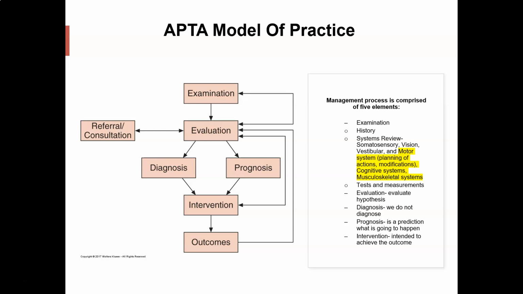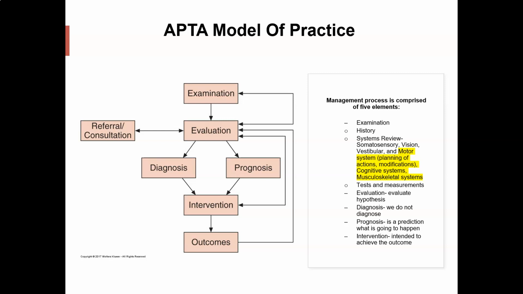You're going to look at their somatosensory. You're going to do vision, vestibular, motor system. How do they plan actions, modifications, their cognitive system, the MSK system. And you're going to do tests and you're going to do measurements. That is a clinical exam.